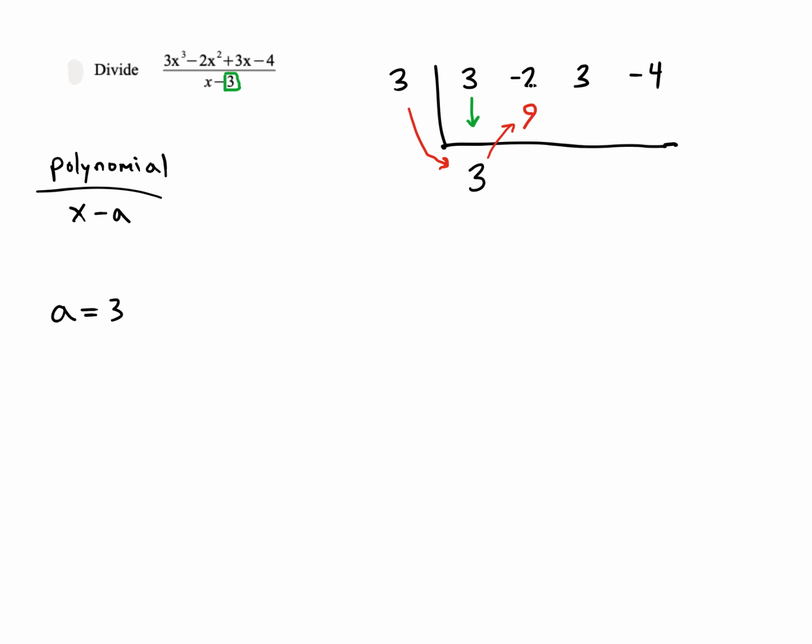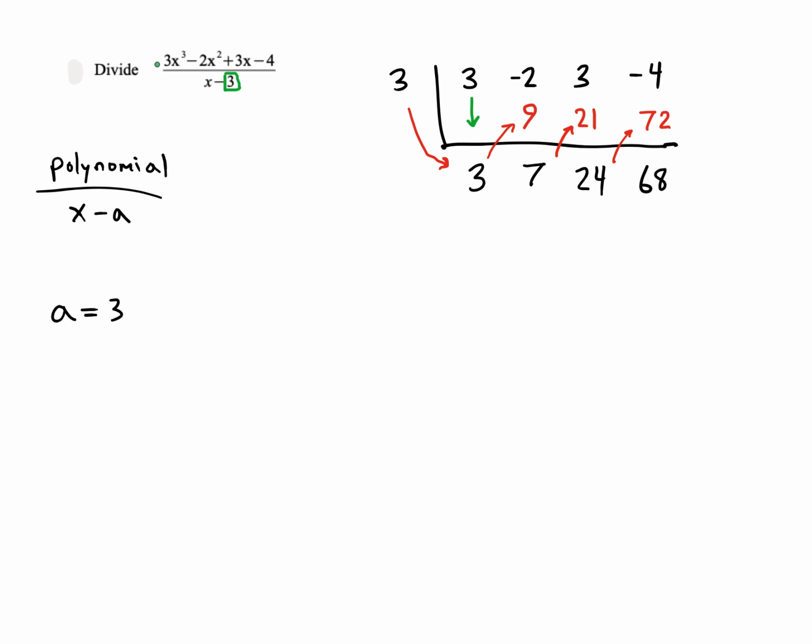We'll sum that column, so negative 2 plus 9 actually makes 7. Okay, we want to multiply 3 times 7. It's going to give us 21. And so bring that 21 result up and put it right here. 3 plus 21 will make 24. We want to multiply 3 times 24, which is going to be 72. Put that 72 below the next constant, and we'll get 68.